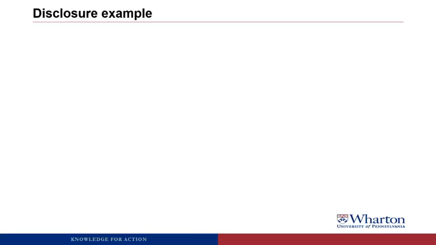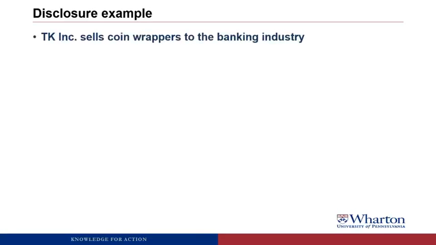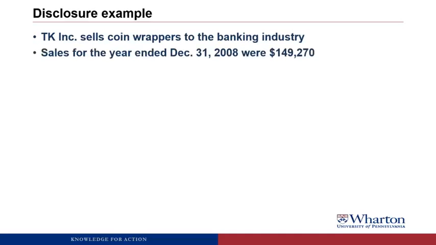For our example of an accounts receivable disclosure, we're going to look at TK Incorporated, which sells coin wrappers to the banking industry. In case you're wondering, this is not a real company. What I decided to do for this class was disguise all of the companies, change the names, make up different businesses, just so I don't get in trouble for calling out a company on these videos. So anyway, TK Incorporated is selling coin wrappers to the banking industry.